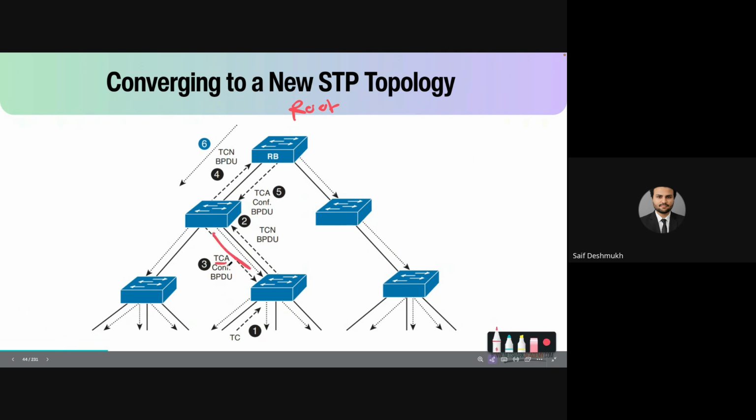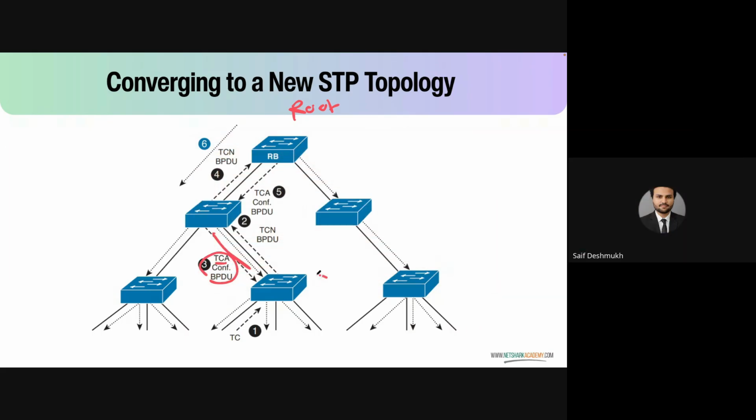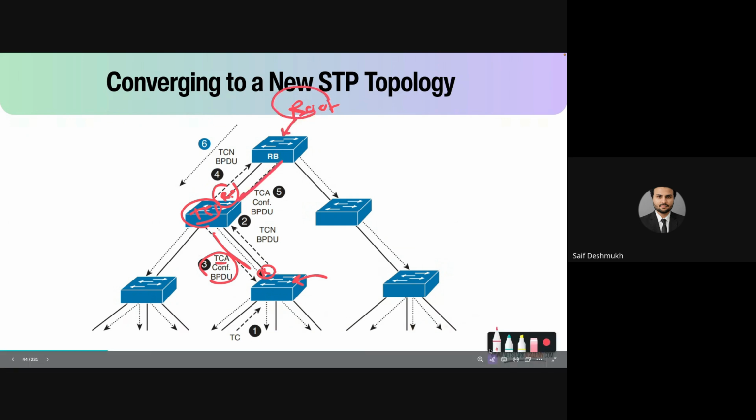So it sends the TCA configuration BPDU. In the configuration BPDU only, the topology change acknowledgement flag is set. That's how this switch knows, okay, I don't have to panic now, I've done my part. But the topology change is also triggered here because of this, so it's going to send it towards its root port. Just like this, everyone sends it to their root port and other switches acknowledge it until it gets to the root bridge.